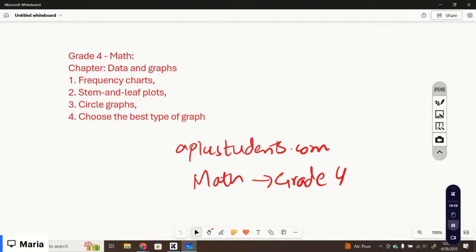We're going to start with the chapter frequency charts, stem and leaf plots, circle graphs. Choose the best type of graph. Please make sure you have your notebook and pencil so that you can note down the important examples and definitions as well.